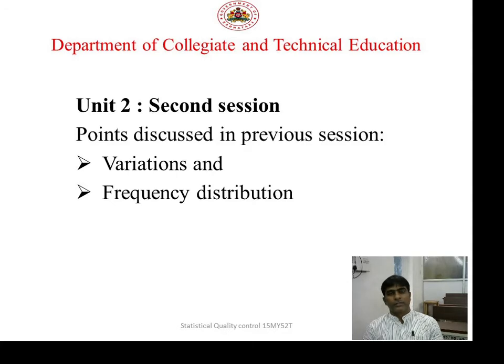In frequency distribution, we consolidate the data into classifications, into different groups, in class intervals, according to their frequency. We also solved one problem regarding that. So here we'll begin the second session.